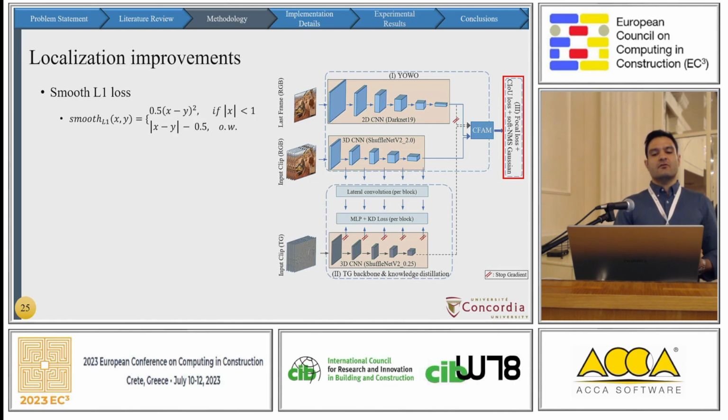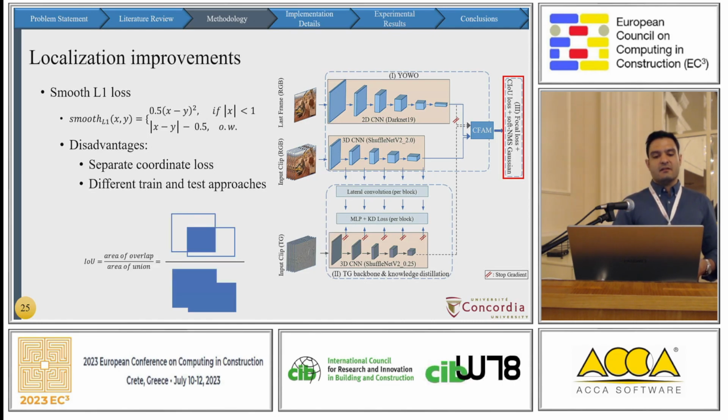The final component of our work is regarding the localization improvement. The original YOVO method uses a smooth L1 loss for localization, which has two disadvantages. The first is that it considers the coordinates of the predicted bounding box separately, and it does not optimize it as a whole box. The second is that during testing, we usually use the intersection over union metric, which measures the overlap area between the two boxes. So there is a difference between the localization metrics that are used for training and testing.